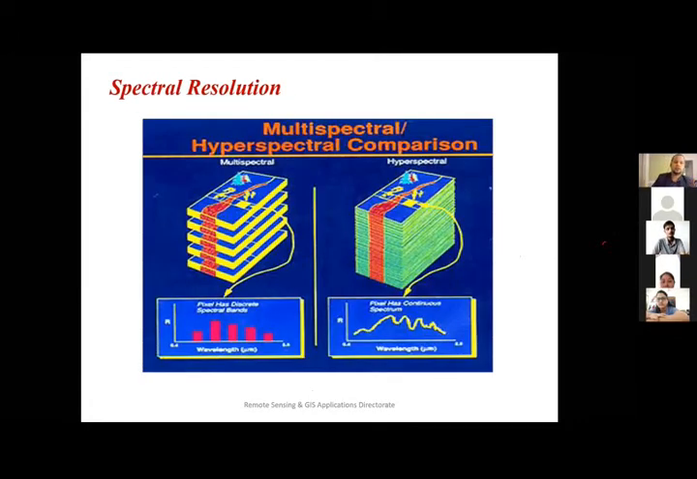So if we look into this, what do we have? We have multispectral. Here we have, what do you see? That each of these layers is telling us information about some part of the electromagnetic spectrum. So what do we see here? That each of these layers is telling you a certain part of the electromagnetic radiation.